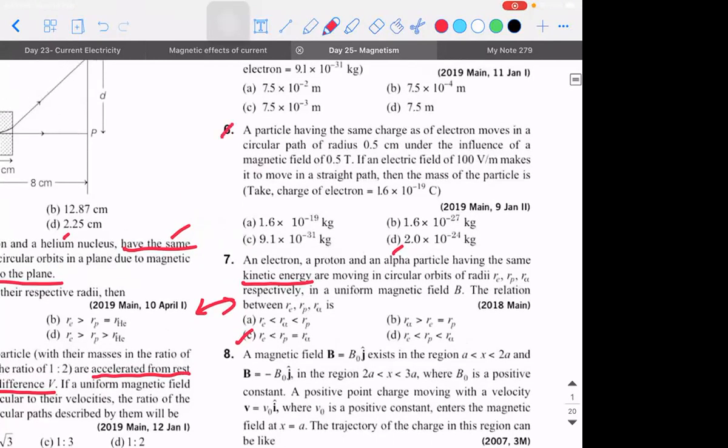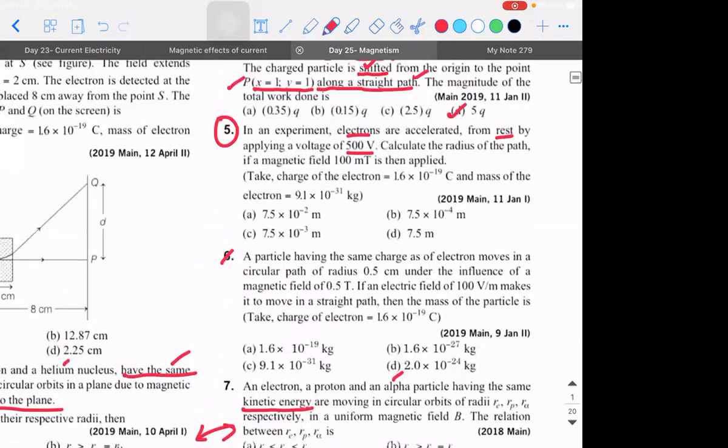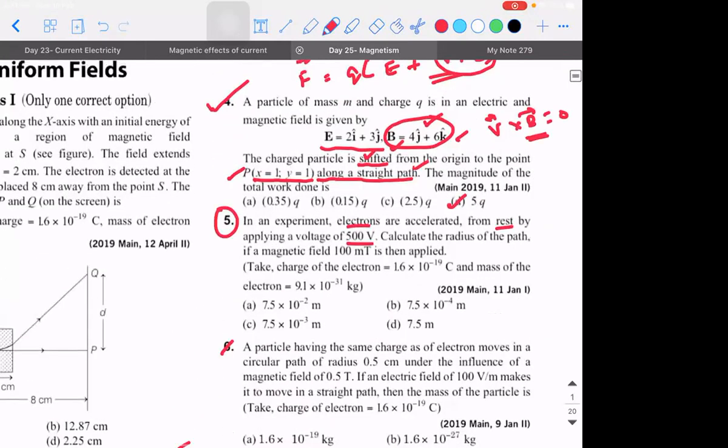6th one, then we can move on to the next concept. There is a particle which has the same charge as of an electron, moves in a circular path of radius 0.5 centimeter under the influence of a magnetic field of 0.5 Tesla. If an electric field of 100 volt per meter makes it move in a straight line path, then the mass of the particle. So, when can a combined electric field and magnetic field make the particles move in a straight line path? Only when they are mutually perpendicular to each other. That didn't happen in the 4th question, because the electric field and magnetic field were not mutually perpendicular.